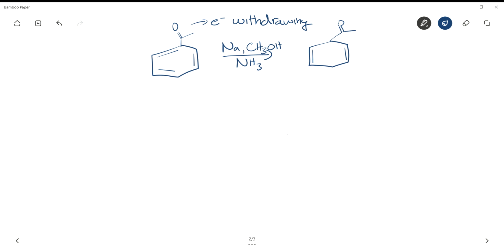So we're going to see that the double bonds now don't want to be attached to that area where the electron withdrawing group is sitting, and so this is going to be the conformation you will find.